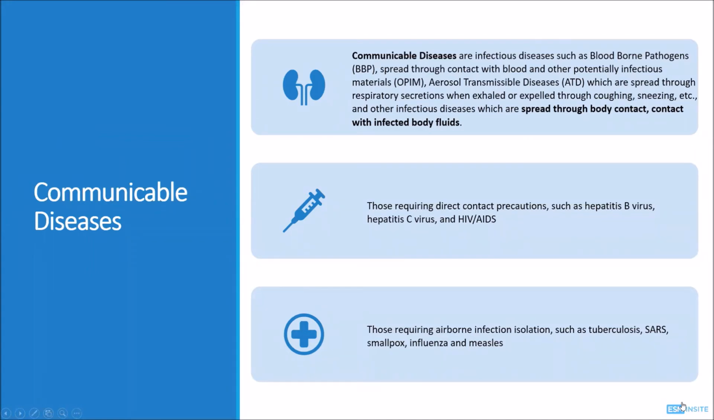Now let's talk about communicable diseases. These are infectious diseases mostly related to bloodborne pathogens or aerosol transmissible diseases, ATDs. So we have BPPs and ATDs. Those are commonly used acronyms, and both of those are Cal OSHA requirements. There are standards that you can look up under the Division of Industrial Relations website, and you'll find the specific details in order to comply with each one of those different requirements.